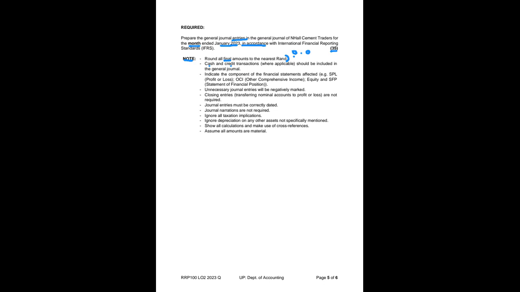The next thing that I noticed many students missed is that at university, we always want you to disclose and tell us what element, what financial statement this is going to affect. So, for example, when you're passing a journal entry, we want you to say SPL, meaning that it's going to go to the profit and loss statement. OCI, which is going to go to the bottom part of the profit and loss statement, right? So the bottom part of the SPLOCI.